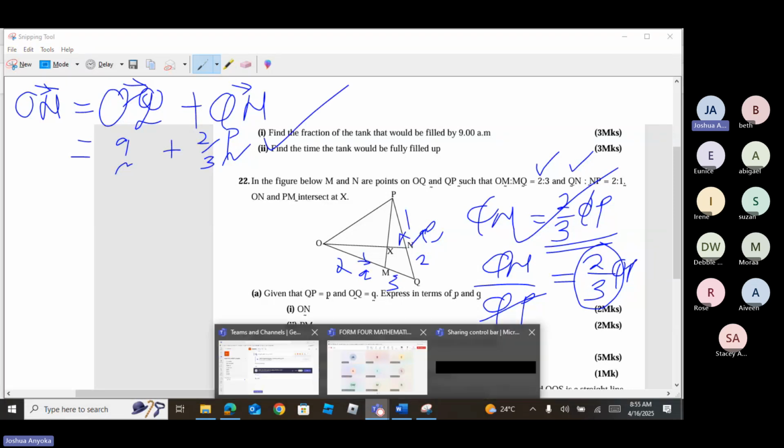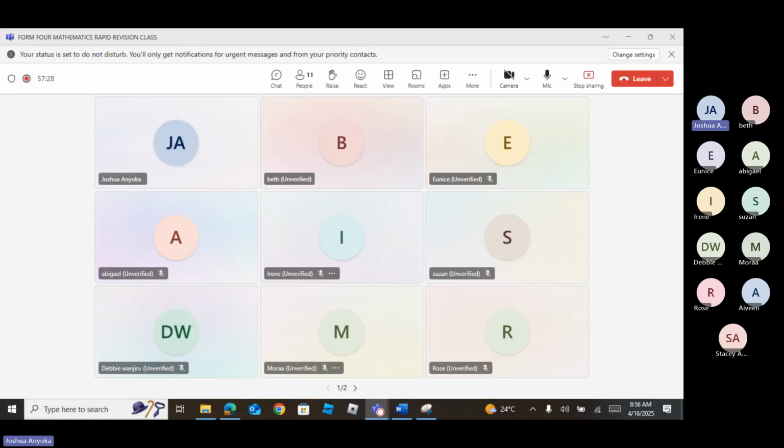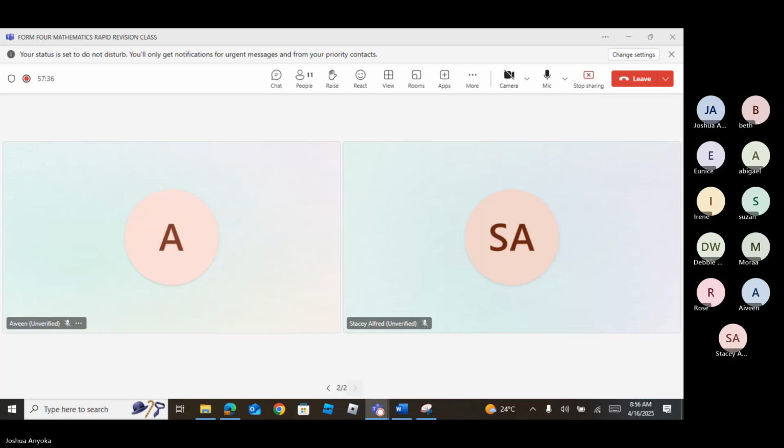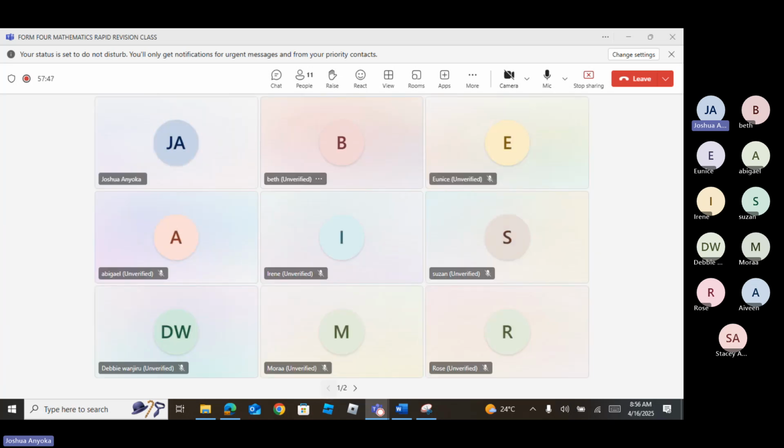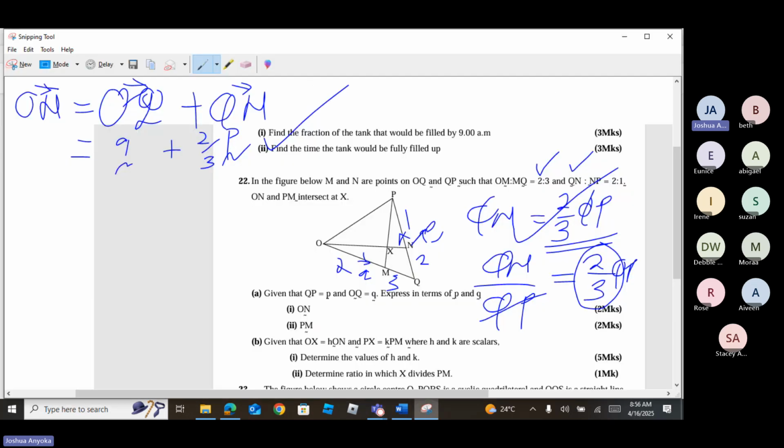Ni nani atafika huko? Right. We are good. We have increased by 1. But all of us, we are in yesterday plus Abigail, so we are okay. Anybody who has not exactly seen what we have done?